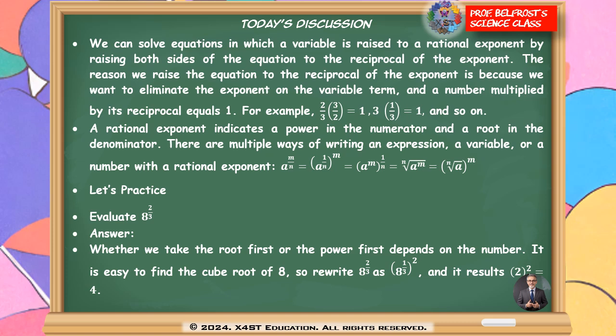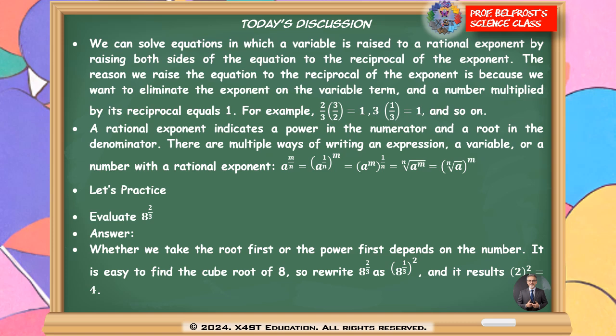Okay, so there's a reason why sometimes we want to raise the equation to the reciprocal of the exponent. Because we want to eliminate the exponent of the variable term, and a number multiplied by its reciprocal equals 1. For example, 2/3 times 3/2 equals 1, or 3 times 1/3 is 1, and so on.